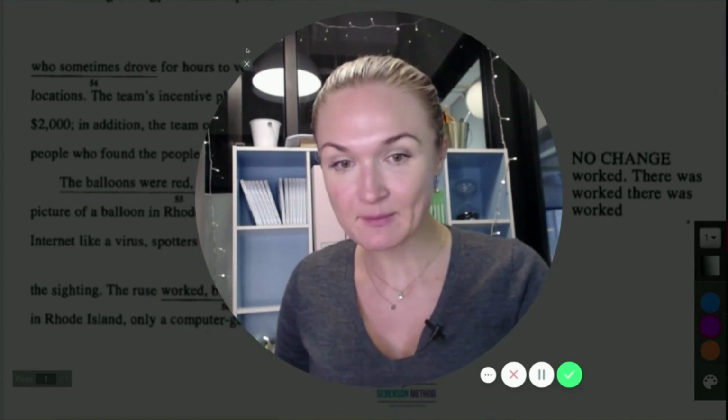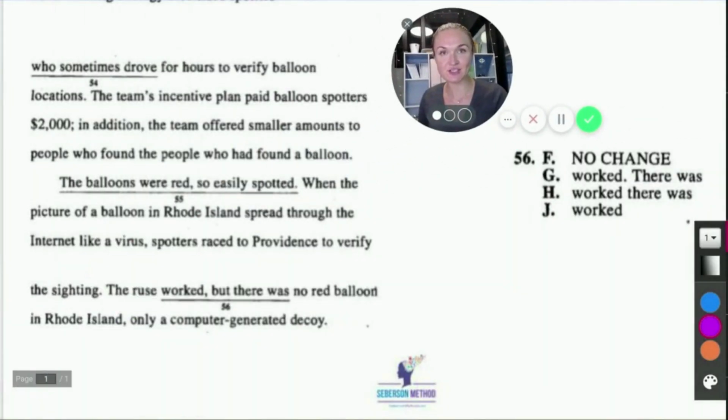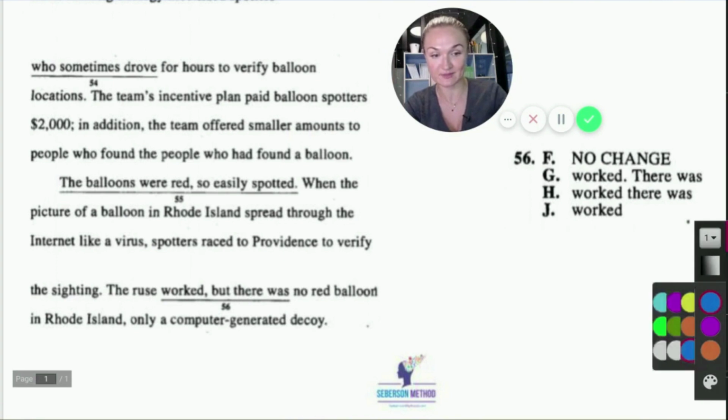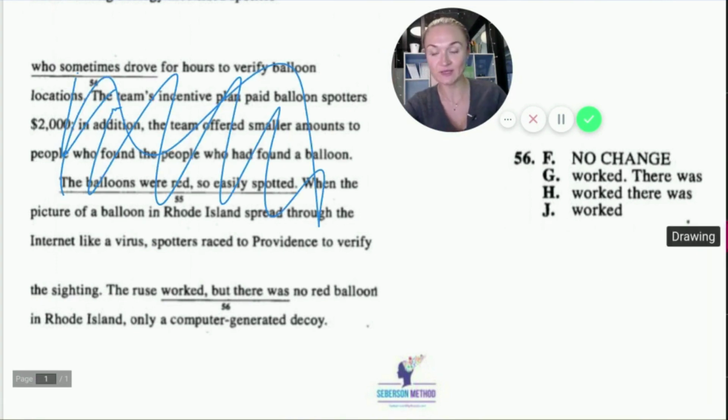I'm going to minimize myself, make myself very small. Take a look at this question number 56. So just a heads up, we're looking at 56 because, coming from personal experience, sometimes I'm looking at a different question. So we need to be looking at 56. If you need to, pause the video. If you said F, this video is for you.